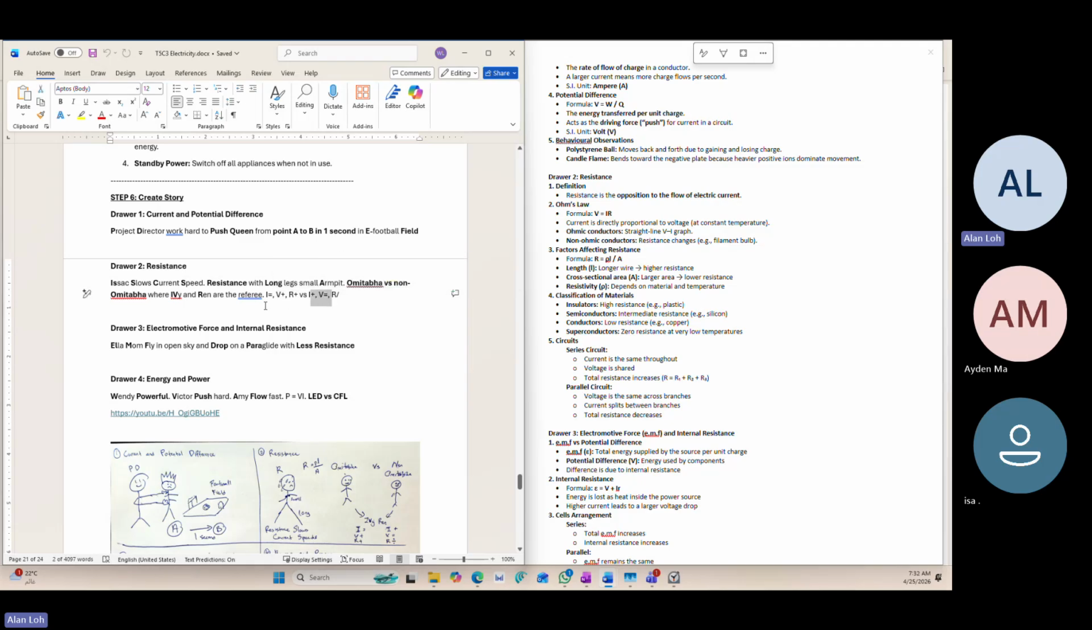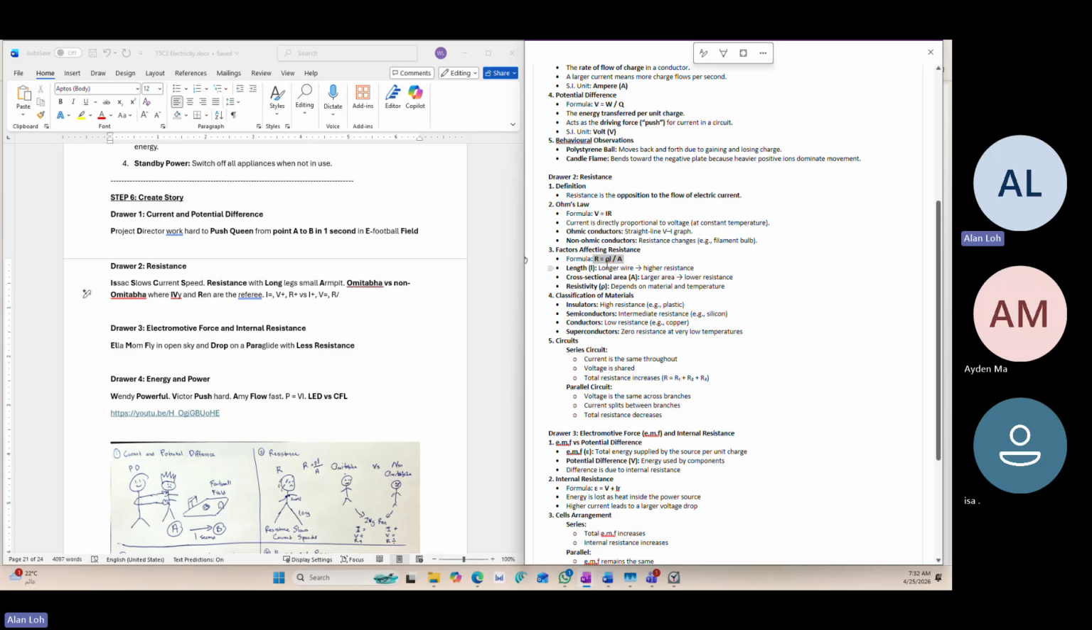All right. So why Isaac slows current speed? I took it from here: insulator, semiconductor, conductor, superconductor. Isaac slow current speed. You're going to see the Isaac story later. Resistance, there's this guy called resistance with long legs and small armpit. Right. Resistance, this is to describe the factors affecting resistance.